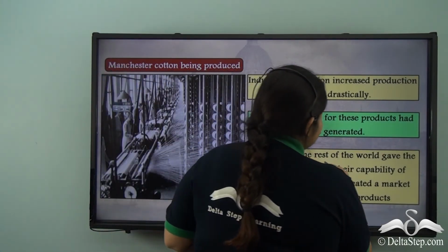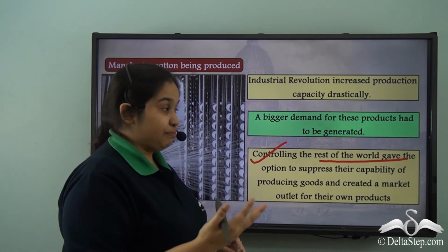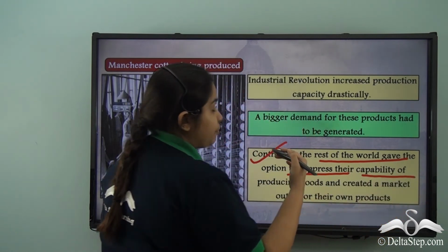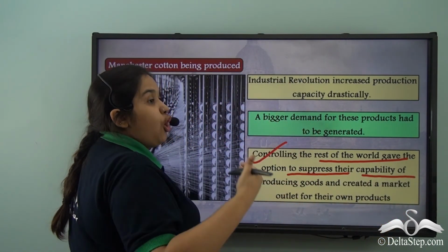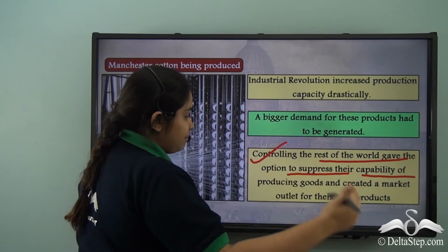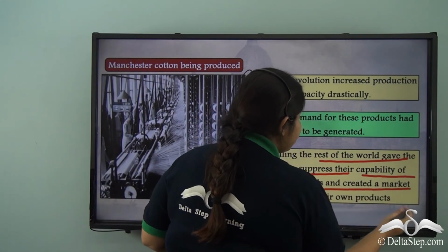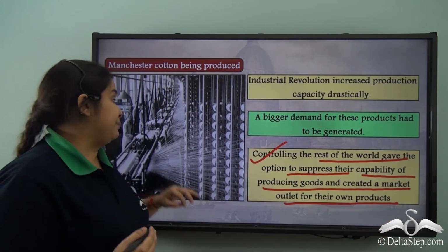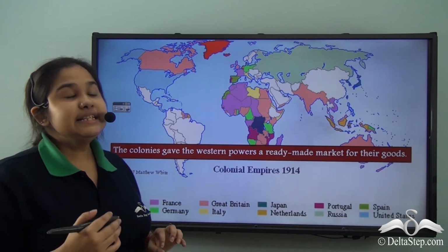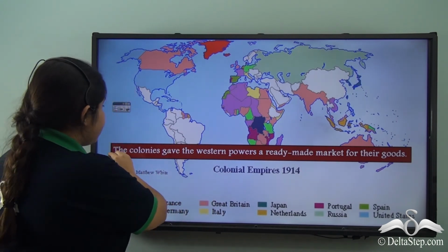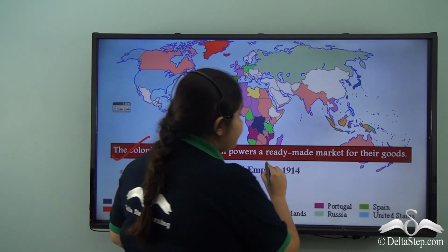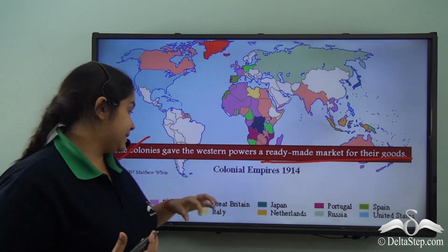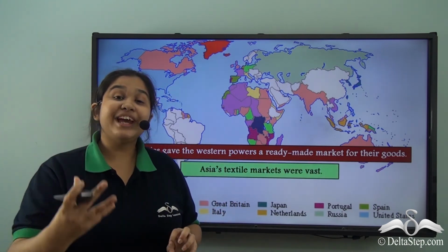So controlling the rest of the world with the help of imperialism gave the option to suppress the capability of the colonial subjects producing goods, and created a market outlet for their own products, for the products of the Europeans. Thus, we see that the colonies of the Western powers have a ready-made market for their goods. Why? Because these are already established markets that the Europeans can inject their goods into.